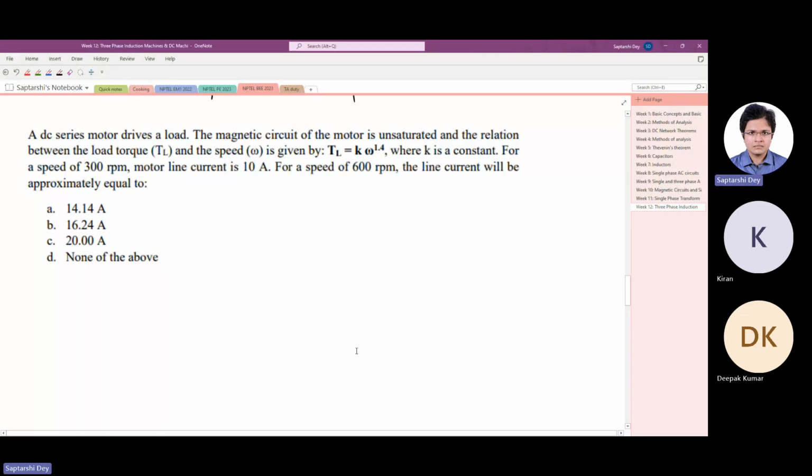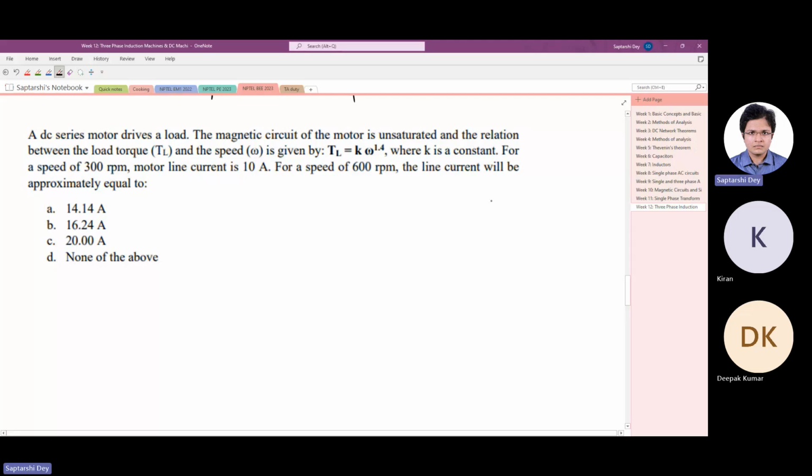This question, I do not feel it is technically correct, but anyway. The question says a DC series motor drives a load. The magnetic circuit of the motor is unsaturated, and the relation between the load torque and the speed is given by this, where K is a constant. For a speed of 300 rpm, the motor line current is 10 ampere. For a speed of 600 rpm, the line current will be how much?